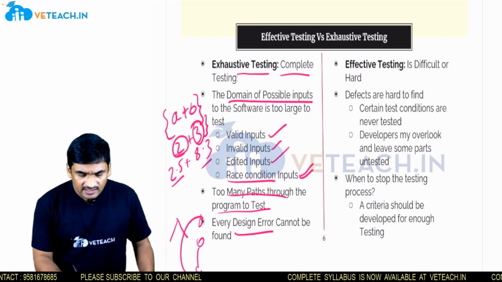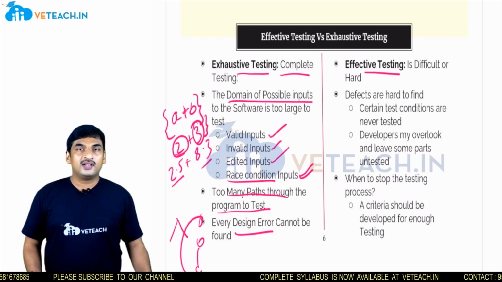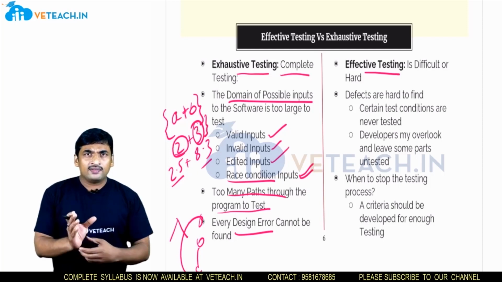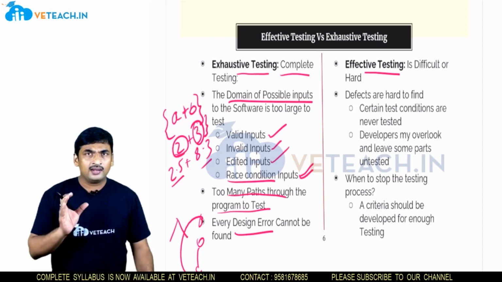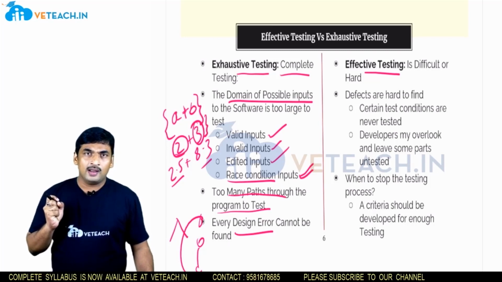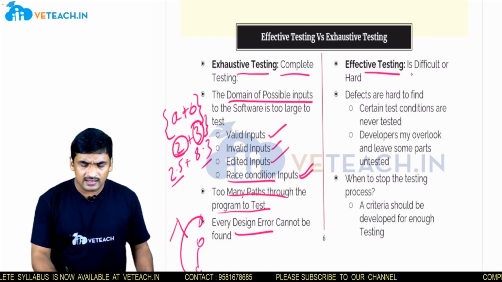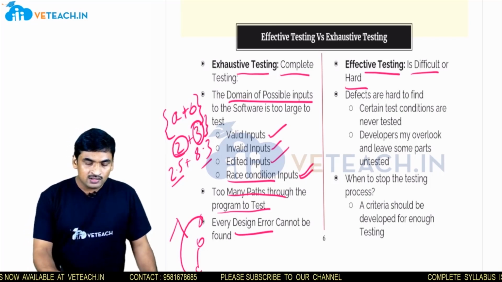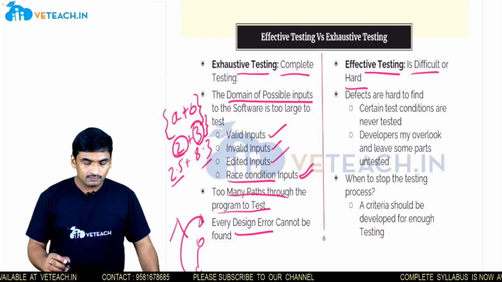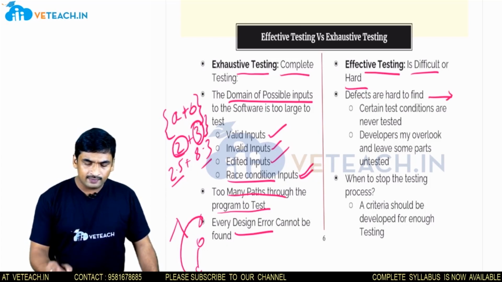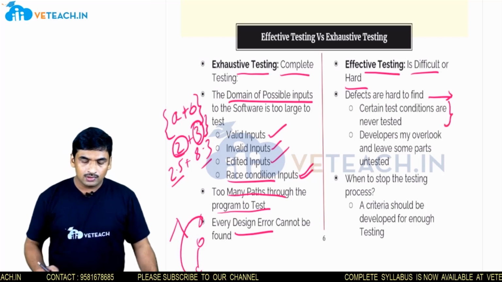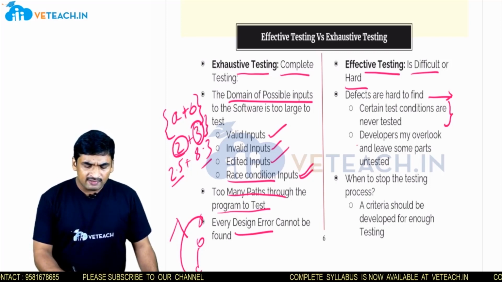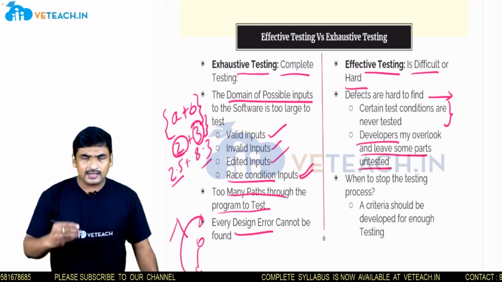For that reason, we need to aim for effective testing. We need to identify a good set of test cases and see that it explores a number of errors. So, it is difficult but achievable, but exhaustive testing is not possible. Effective testing is difficult or hard because defects are hard to find. So, we need to perform certain test conditions that are never tested. Moreover, developers may overlook and leave certain parts untested.